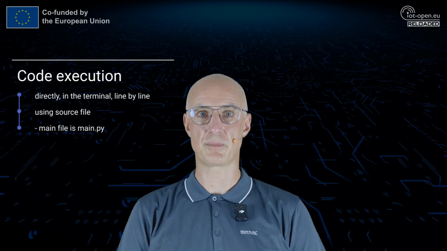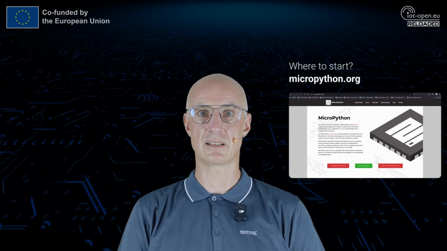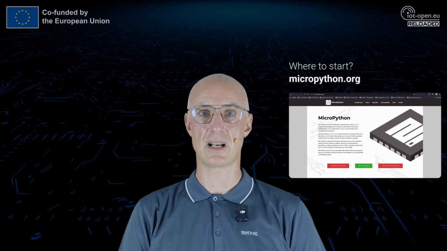MicroPython scripts can be executed inline via the terminal or by using a file with source code that is usually named main.py. The file should be uploaded to the drive's root folder, which is exposed via the USB connection by the MCU MicroPython firmware. A website that is a starting point for MicroPython is micropython.org.